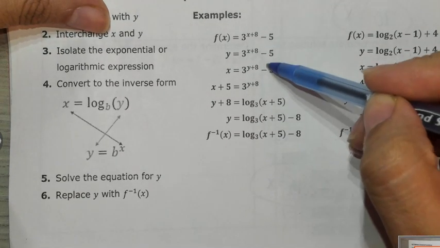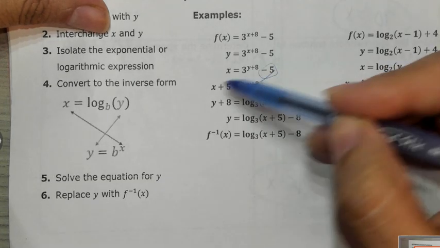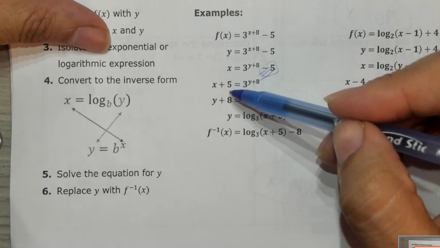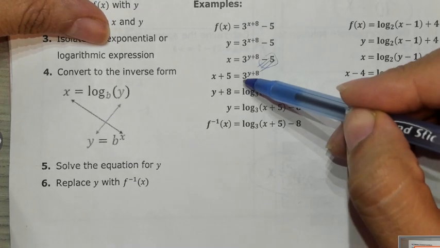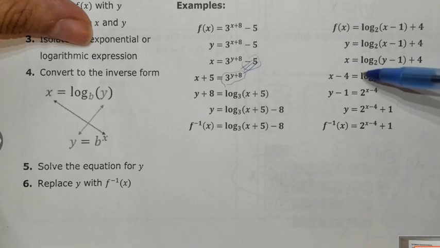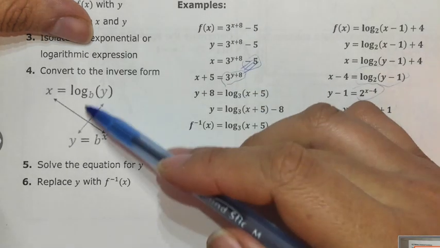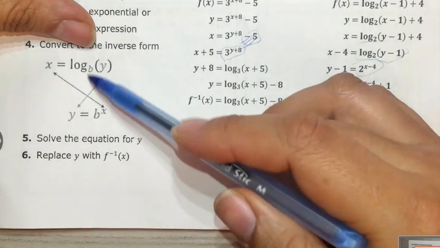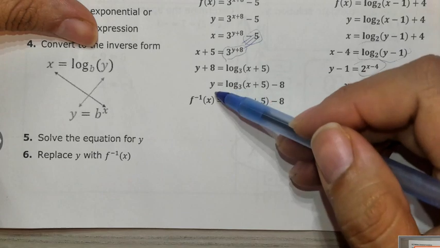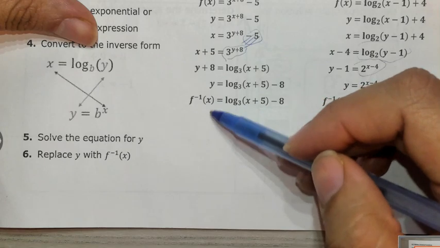So this part had a -5 that needed to disappear, and it went to the other side by adding 5 to both sides. It canceled on this side and then added over here. And then after that, we need to rewrite this exponential into a log, or in this case, this log into an exponential. So they swapped, kept the base and swapped the other parts. Then we are going to solve for y. So wherever the y value is, we're going to isolate it. And that turns your function into an inverse.